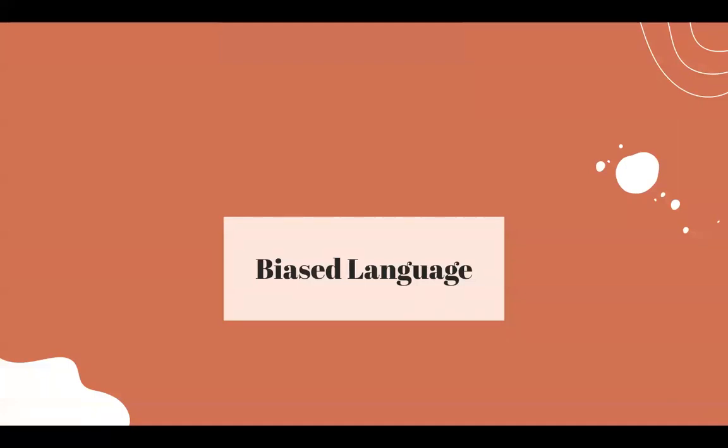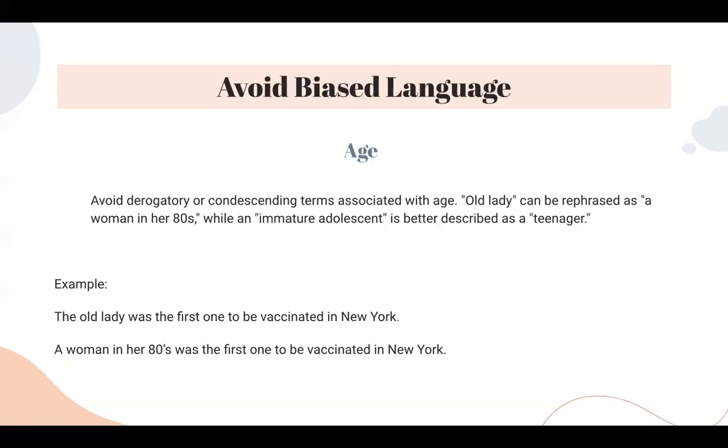Now I'm going to talk about biased language. Avoid biased language. Age: avoid derogatory or condescending terms associated with age. Old lady can be rephrased as a woman in her 80s, while an immature adolescent is better described as a teenager. For example, instead of the old lady was the first one to be vaccinated in New York, you can use a woman in her 80s was the first one to be vaccinated in New York.